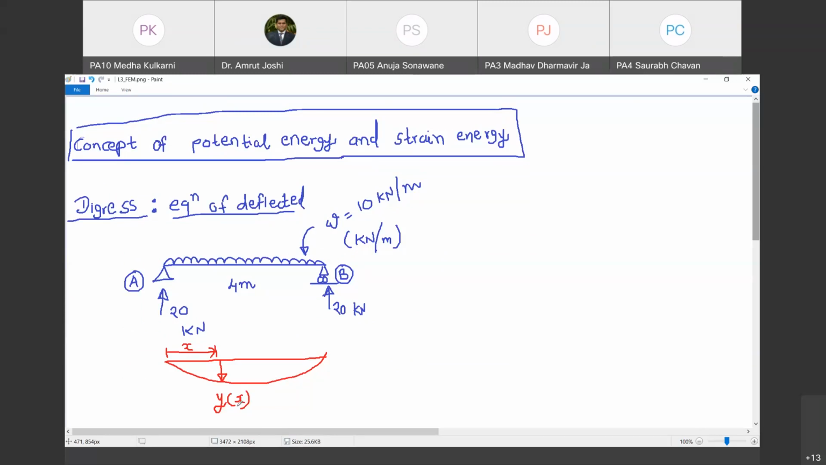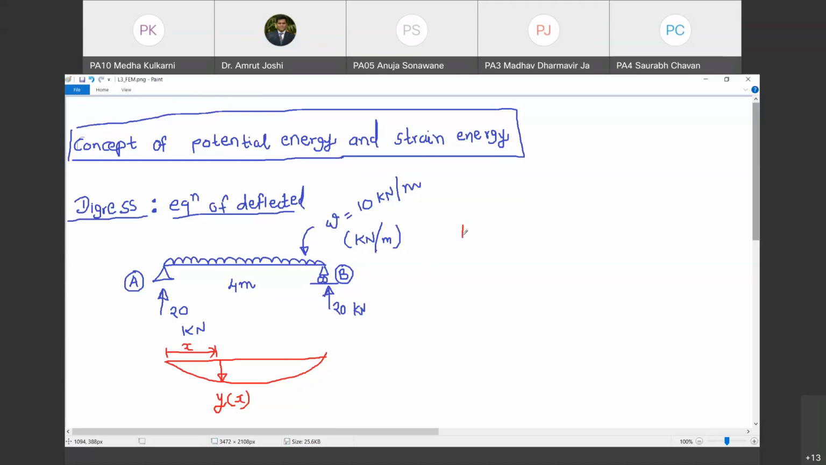So we can differentiate it with respect to length. Of course, we are dealing with this problem in the linear elastic zone. So can you tell me the bending formula?